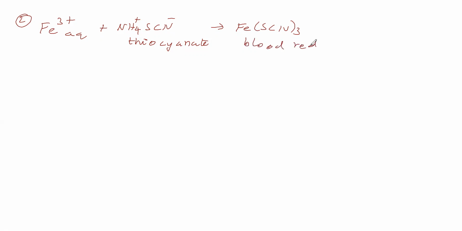You will get a blood red precipitate, otherwise a blood red coloration. What is the formula of this blood red coloration? One we have written is Fe(SCN)3. What is the other possibility?